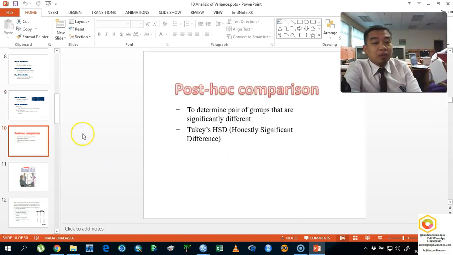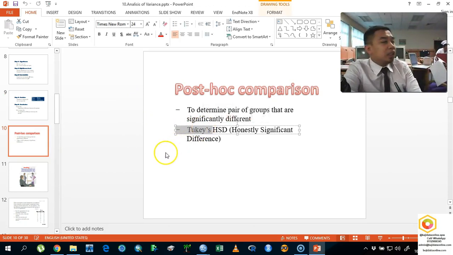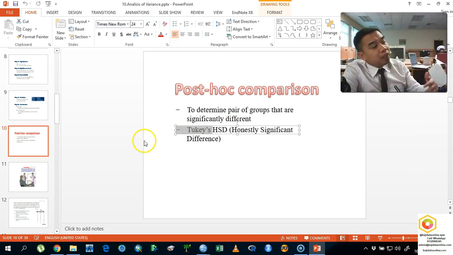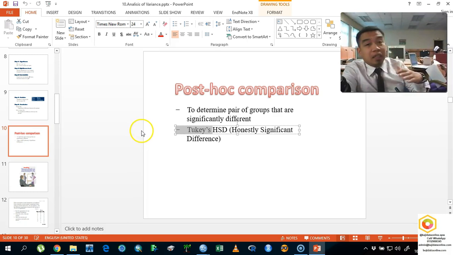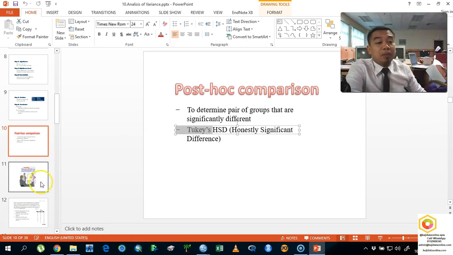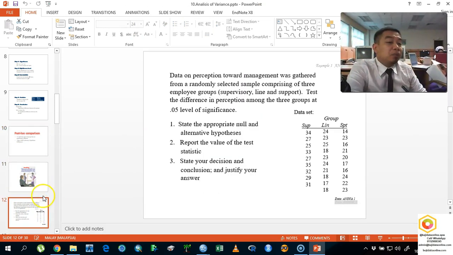Okay, let us look into the post-hoc comparison. Usually we are going to use the Tukey HSD, honestly significant difference. This can be found inside your SPSS, so no need to worry, you just tick for that so that the analysis will be run for you. Okay, now let us begin with the example. Can we do this together?